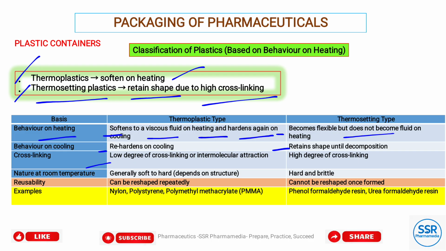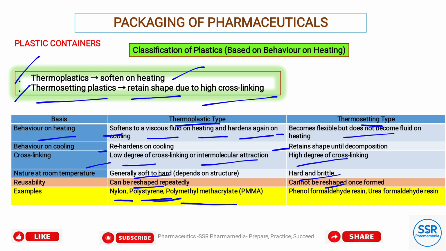Cross-linking: thermoplastics have a low degree of cross-linking or intermolecular attractions, while thermosetting plastics have a high degree of cross-linking. Nature at room temperature: generally soft to hard for thermoplastics, hard to brittle for thermosetting. Reusability: thermoplastics can be reshaped repeatedly, thermosetting cannot be reshaped once formed. Examples of thermoplastics: nylon, polystyrene, polymethyl methacrylate. Now examples of thermosetting plastics.